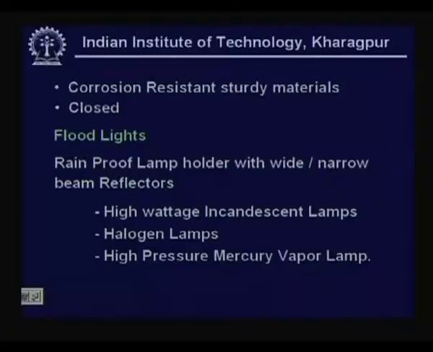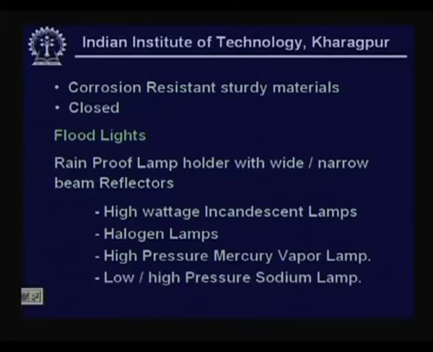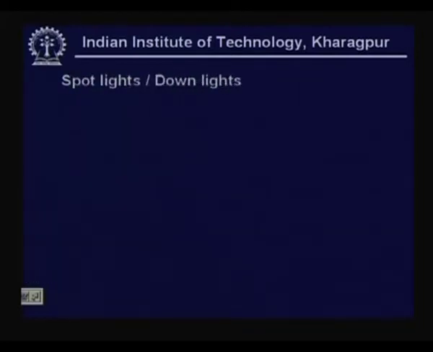The halogen lamps, we said, are nothing but using certain metal halides. It only improves the life of an incandescent lamp because it avoids blackening, which is prevalent with your normal incandescent lamps. High pressure mercury vapor lamps are also used for flood lighting, and these days even low pressure sodium vapor lamps.